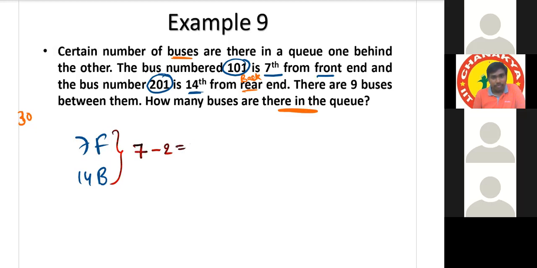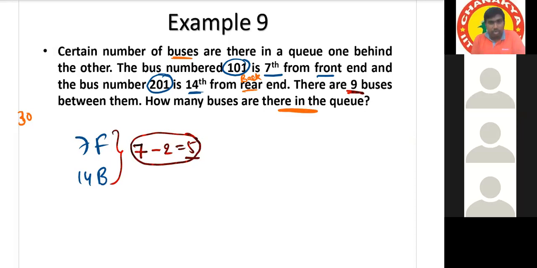5 means maximum we can accommodate only 5 buses between them, in case of overlap. Sir, overlapping case is not possible, right? Yes, sir. Maximum we can accommodate 5 buses only, but he is asking to accommodate 9 buses between them, which is not possible in overlap case. So then we have to do only non-overlap case.